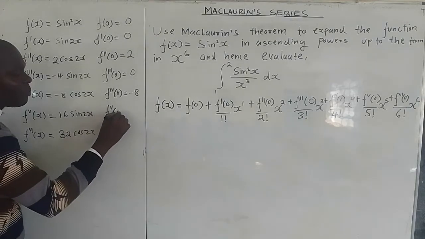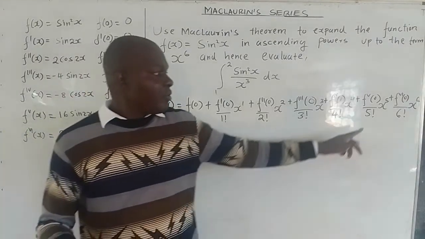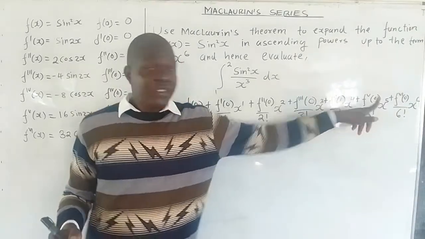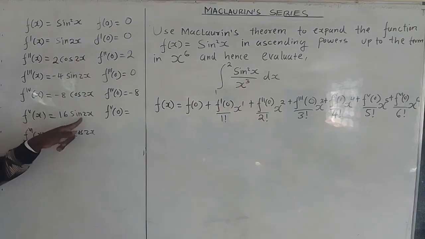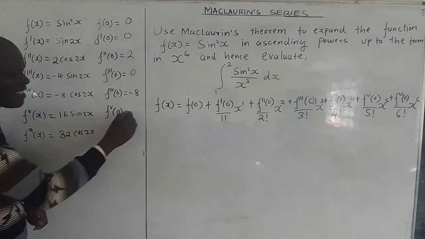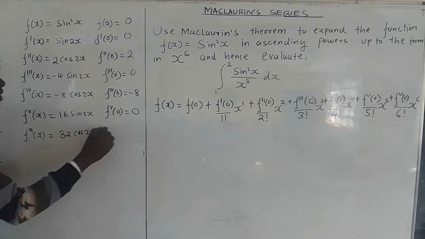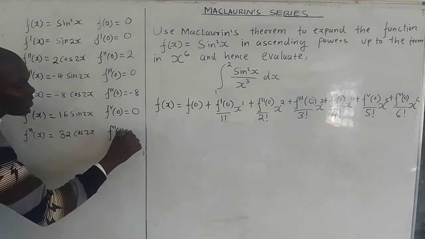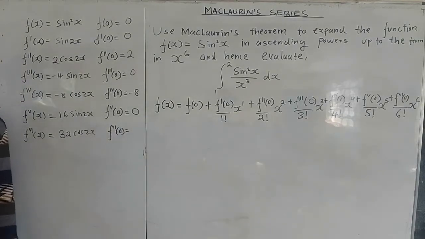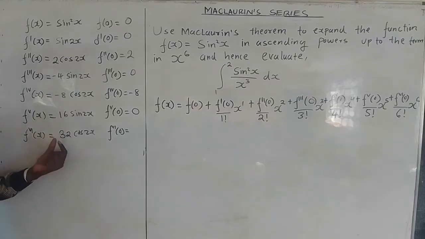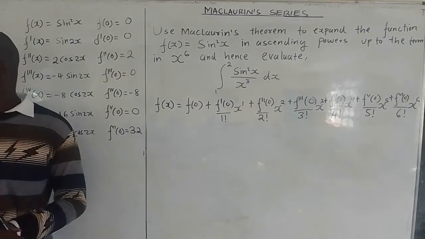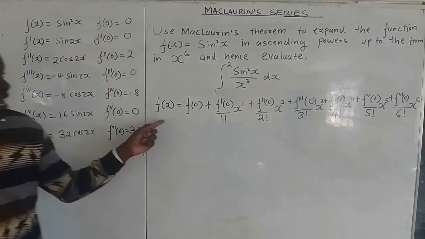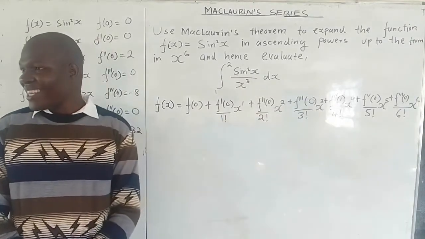F fifth derivative of 0, this. And we have this. F fifth derivative of x at 0, you get 16 sine 0, isn't it? Which is 0. Then you move to f raised to power 6 of 0. The sixth derivative, 32 cos 0, isn't it? You put 0, you get 32. So the next step is now to substitute these values in the MACLAURIN'S series, isn't it?